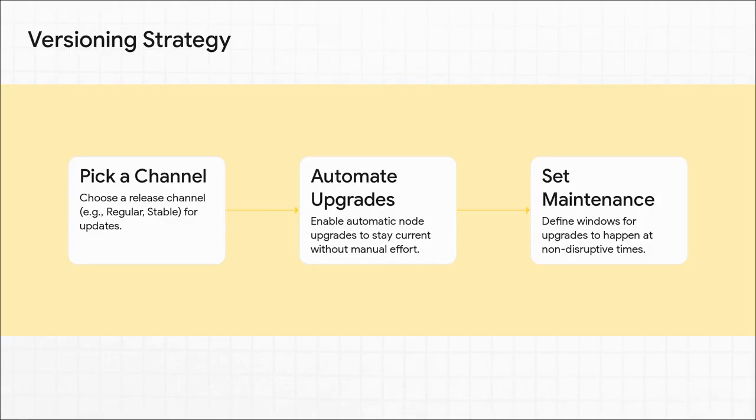So how do you fix this? Well, the good news is GKE makes building a solid versioning strategy pretty straightforward. First, you pick a release channel. That just tells Google how fast you want updates. Then you tell GKE to automate the upgrades. Let it do the heavy lifting. And finally, you set up maintenance windows so these upgrades only happen when it's convenient for you. This turns what could be total chaos into a predictable, managed process.